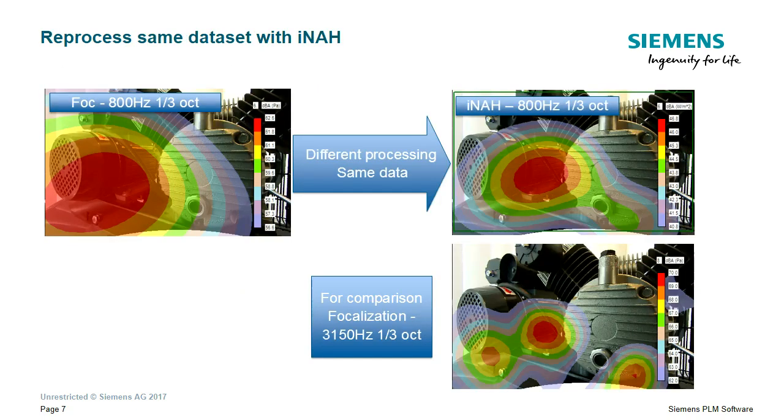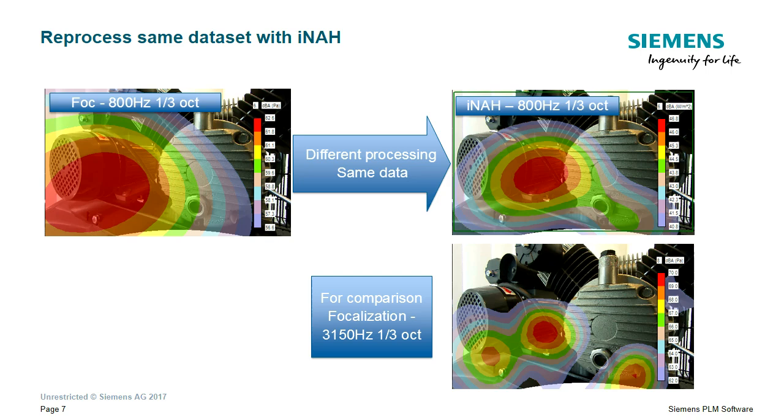So to give you an idea on a real object, here I have an example. On the top left we did a measurement in the near field, and we're analyzing the 800 Hz 1/3 octave band, and we don't get a very good result. It gives us some indication. The same data set can be reprocessed with iNAH, and we actually see that it appears like it consists of multiple sources.